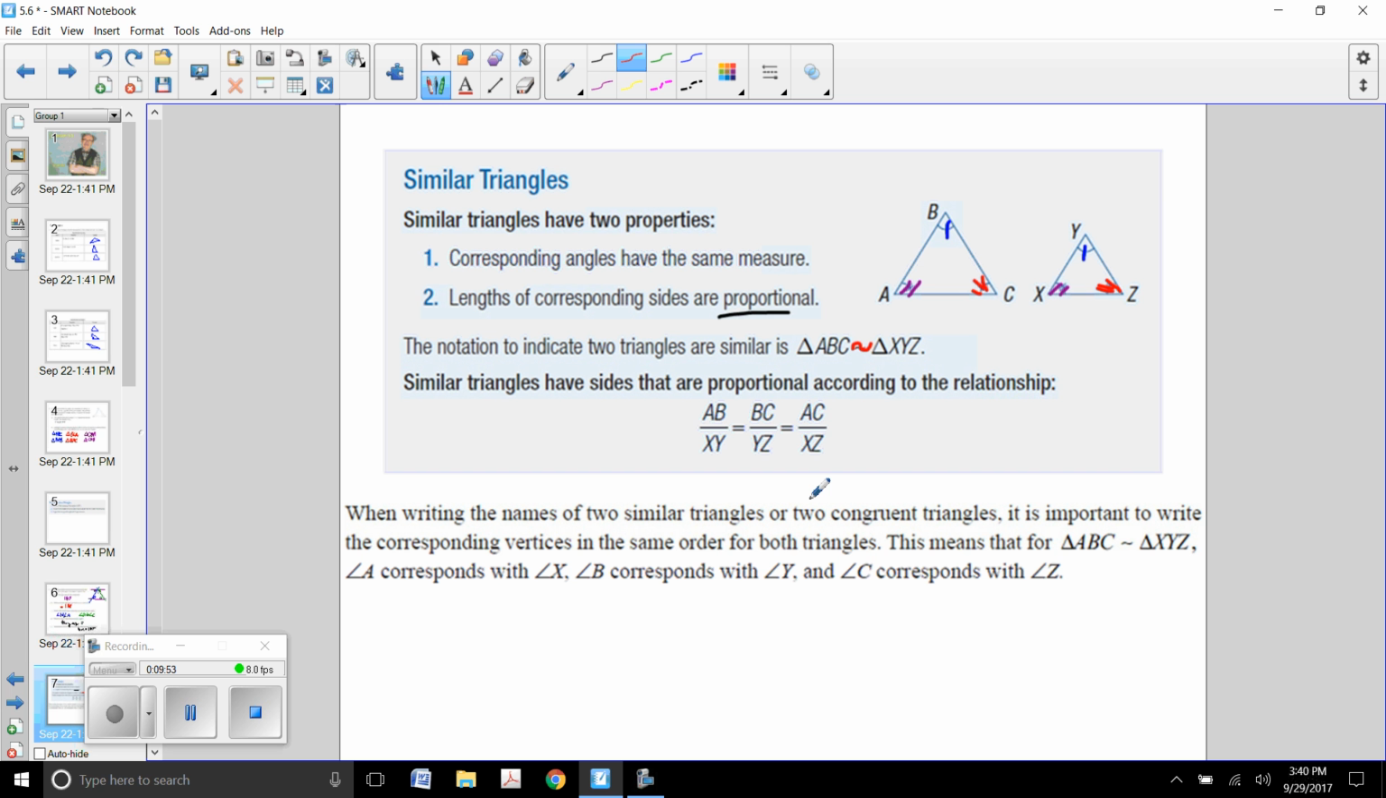AB compared to XY, so they're showing the left side over the left side, is the same as BC over YZ, so right side over right side, is the same as AC over XZ, the bottoms.